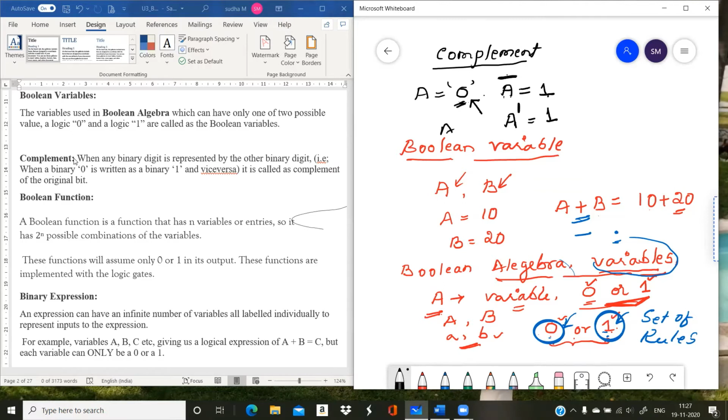If A is equal to 0, then A complement will be equal to 1. Okay. If A is equal to 1, then A complement will be equal to 0. So representing the variable value with its other value. If it is 1, we have to represent it by 0. If it is 0, we have to represent it by 1. That is called the complement.